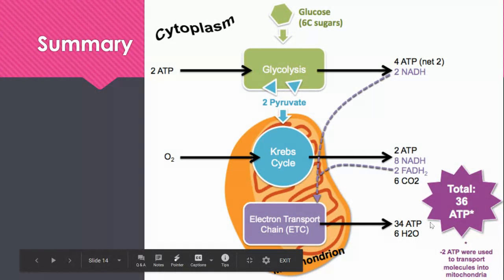So lots of ATP produced during the electron transport chain. That is the whole point of this process of cellular respiration. We want to produce a lot of ATP.